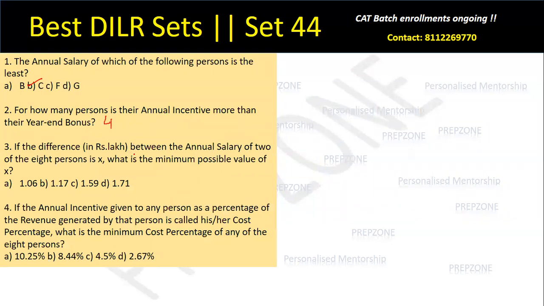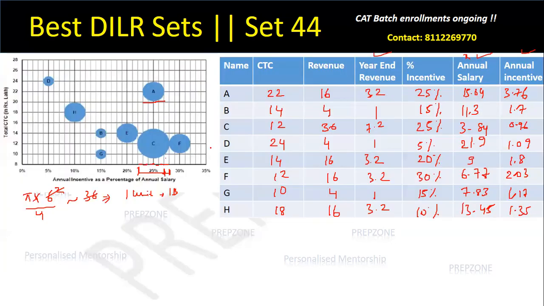If the difference between the annual salary of 2 of the 8 persons is X, what is the minimum possible value of X? I have to find the difference between the annual salary of 2 of the 8, right? Which means I need the minimum value, right? Which means I need the 2 closest annual salary values. Let's see which are the closest values.